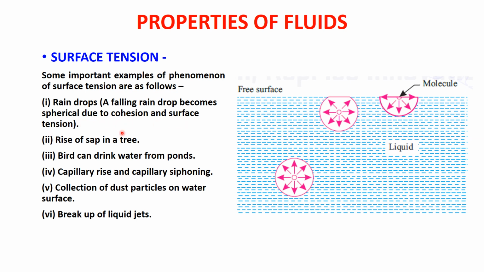So while the raindrops are falling, they appear as a spherical shape due to the cohesion and surface tension systems. Rise of sap in a tree, again, is an example of surface tension. Birds can drink water from ponds, that is also a surface tension concept. Capillary rise and capillary siphoning, then collection of dust particles on water surface and breakup of liquid jets. So these are all examples of surface tension.